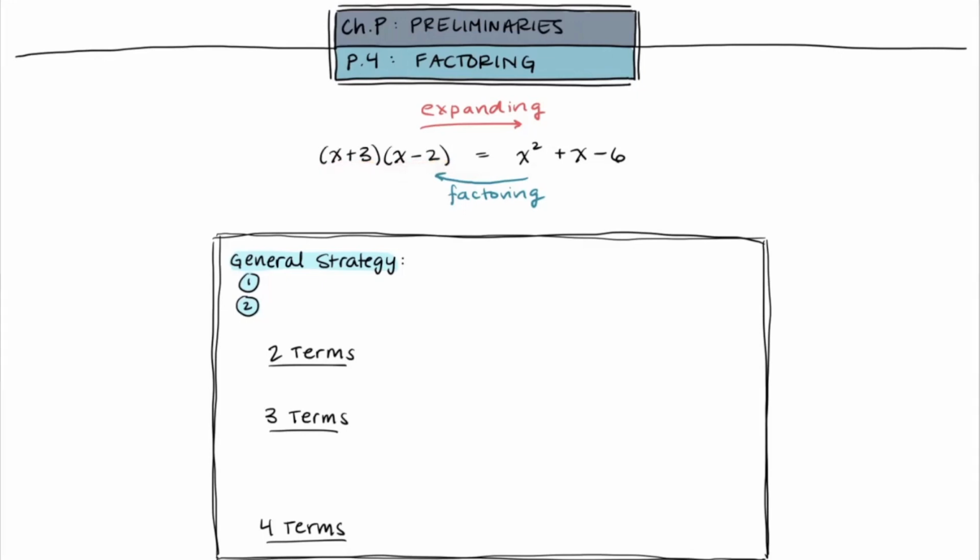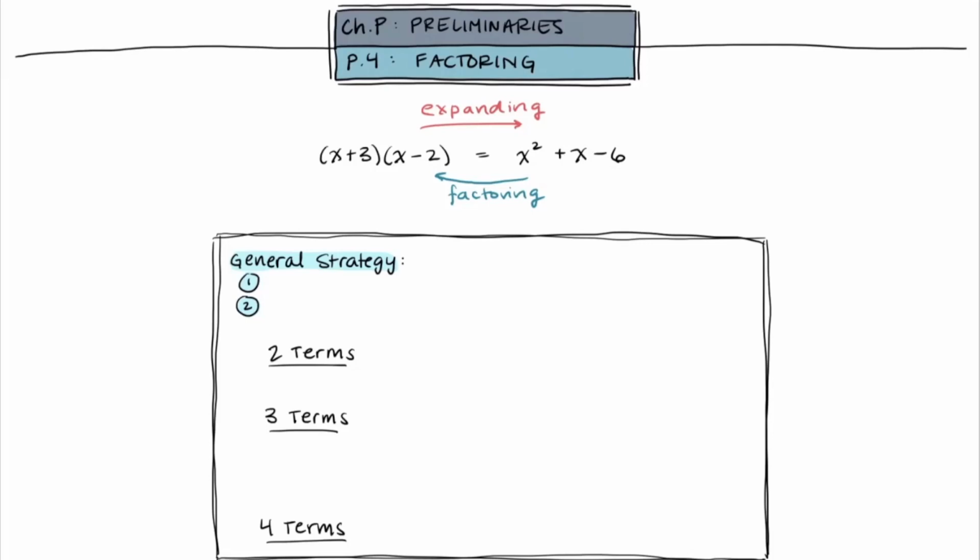The way that the polynomial looks is going to dictate what method that we're going to use. So I'm going to list out a general strategy for factoring any polynomial, and then we'll go through examples of the different strategies that I'll list here.